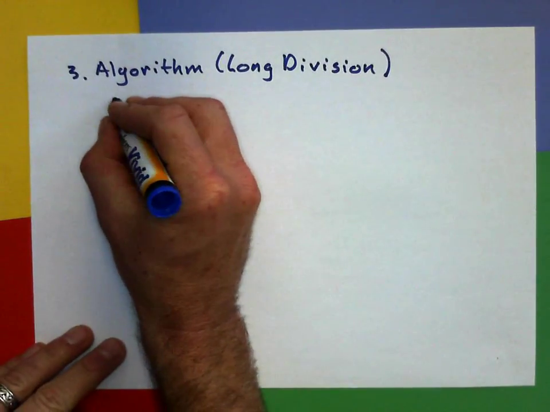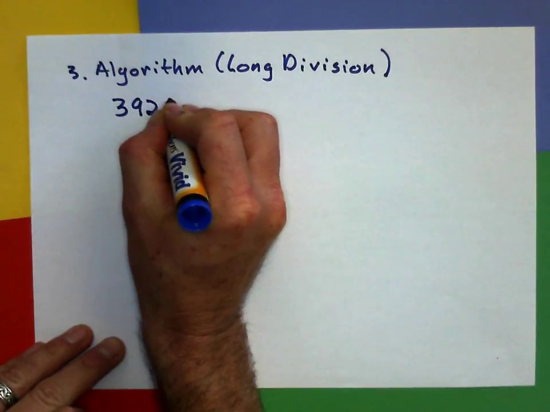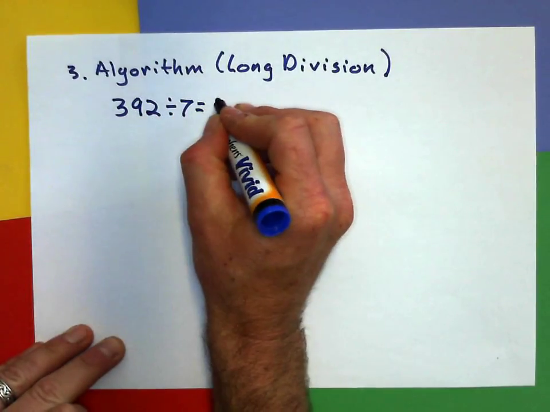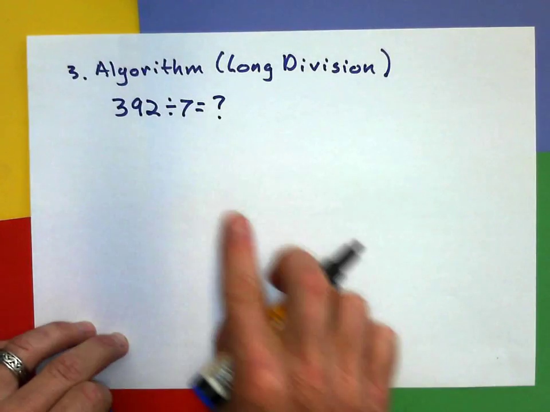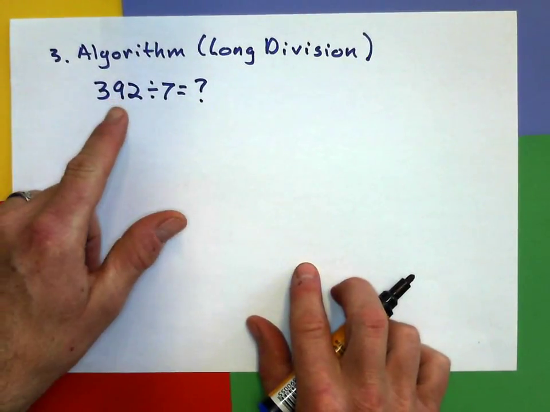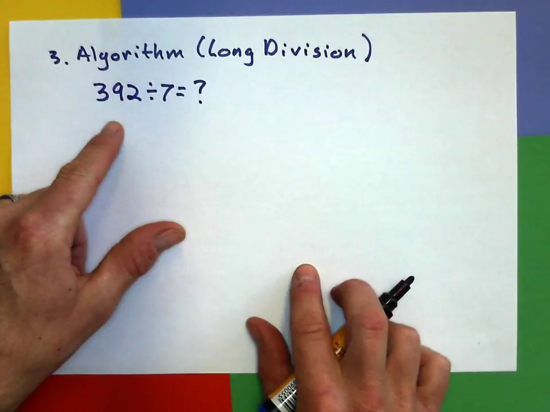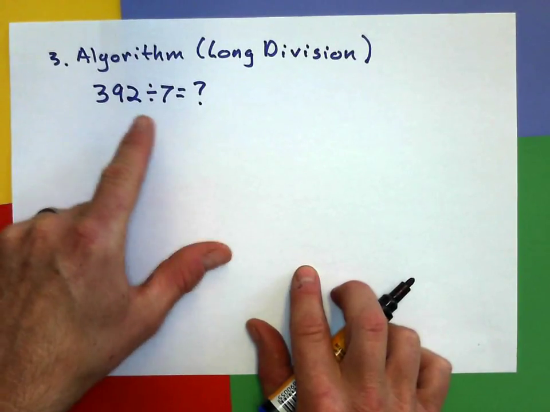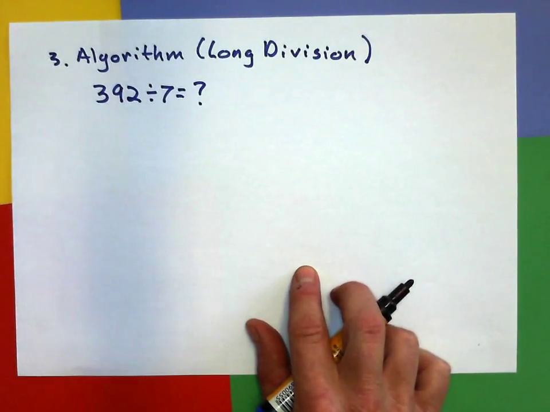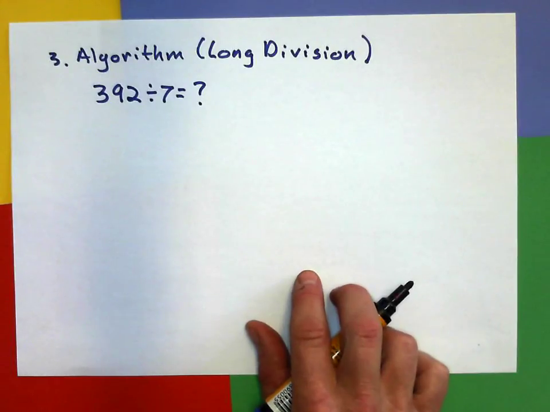Suppose I have one that says 392 divided by 7 equals what? All right. I'm not going to say 392 minus 7 equals what? Minus 7 equals what? How many times would I have to subtract 7 until I get to 0? That would take too long.